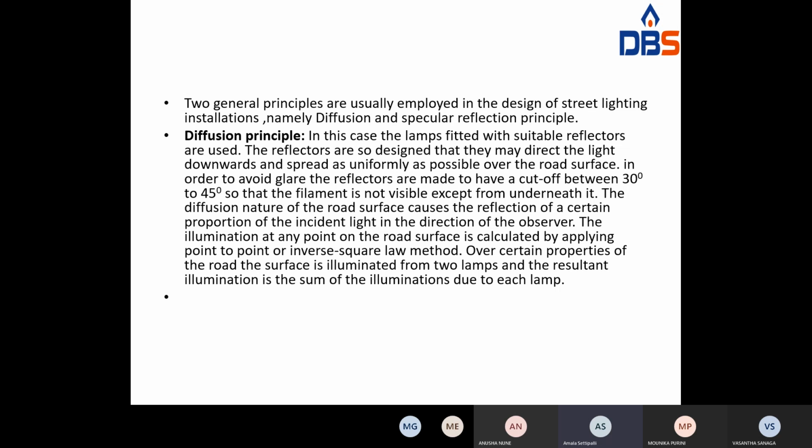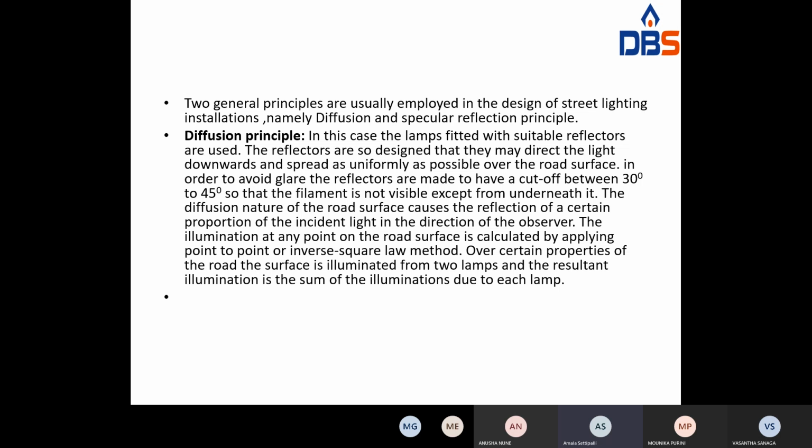In this case, lamps fitted with suitable reflectors are used. The reflectors are designed so that they direct light downwards and spread it as uniformly as possible over the road surface. So when you use the diffusion principle in street lights, the total amount of light comes onto the road surface. In order to avoid glare, the reflectors are made to have a cutoff between 30 to 45 degrees, so that the filament is not visible except from underneath.